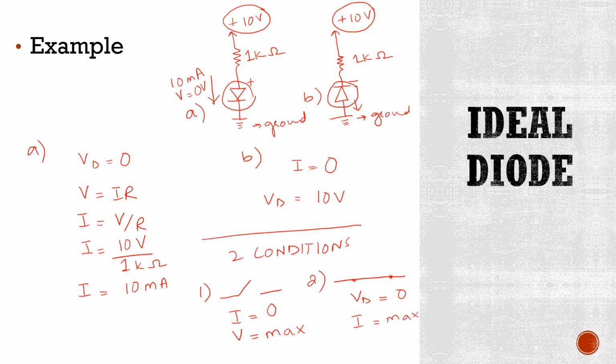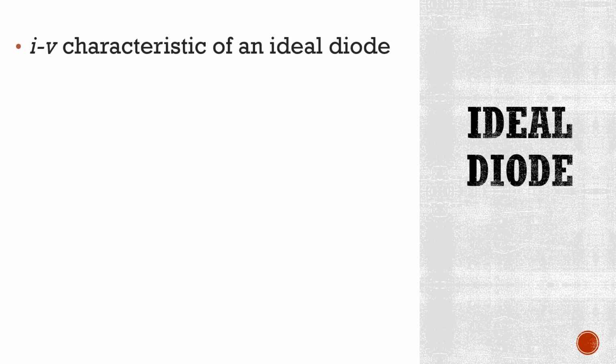This first condition is reverse biased condition and the second condition is forward biased condition. These forward and reverse biased conditions are the modes of operation of an ideal diode. Now we will look at the current voltage characteristic of an ideal diode.